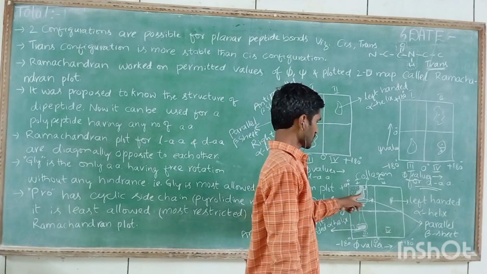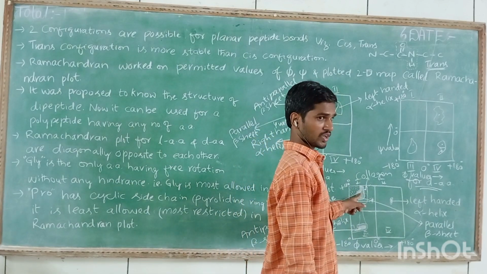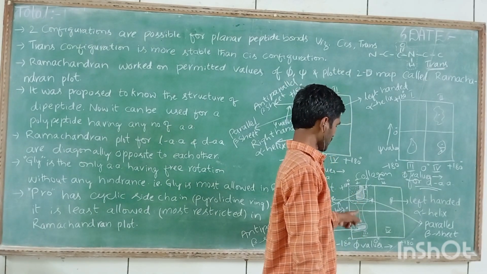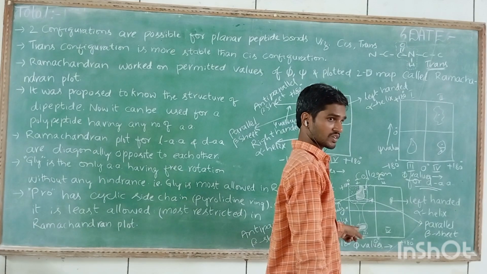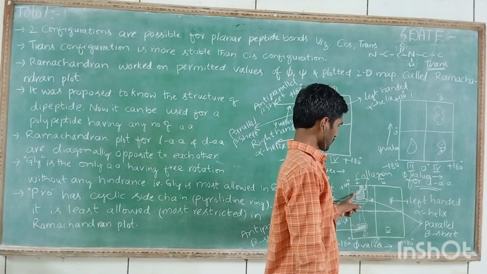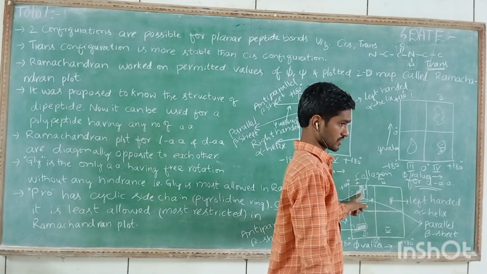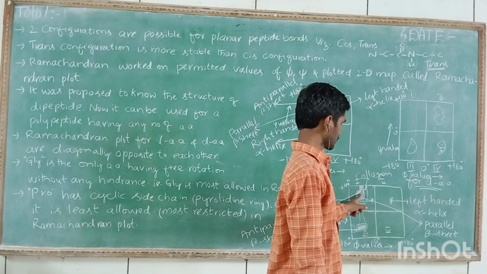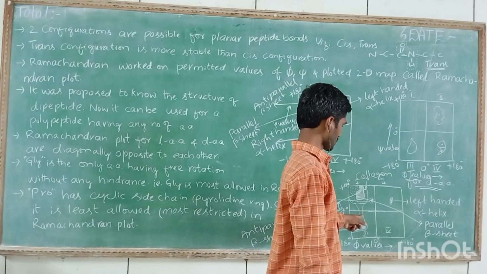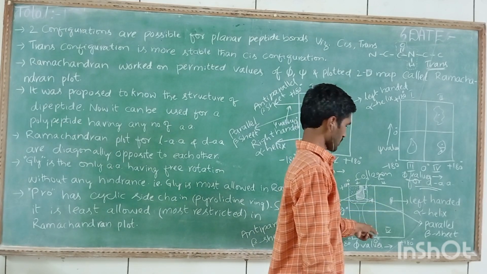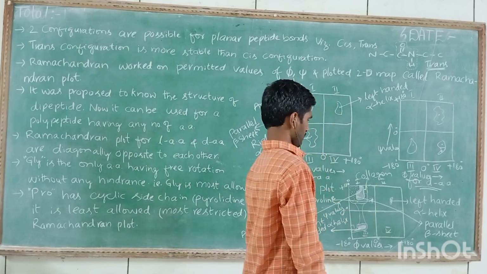If you see here, the dark one shows the mostly allowed area. The dark one is the most allowed area. The area showing with the dots is also allowed, but it is less allowed when compared to the dark region. The other region in this part is also allowed, but the remaining part is not allowed for any structure of polypeptides.